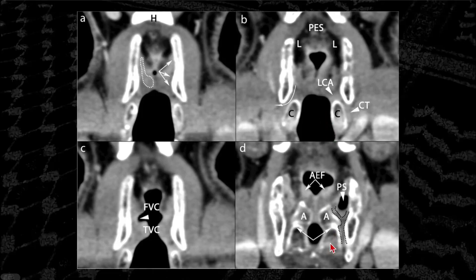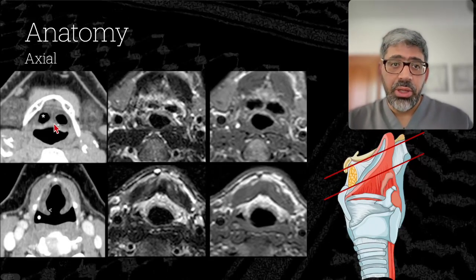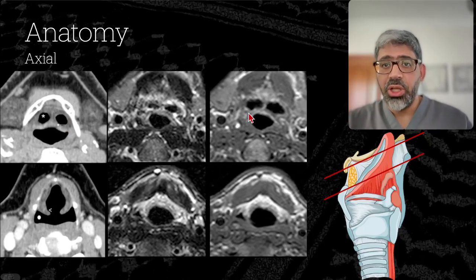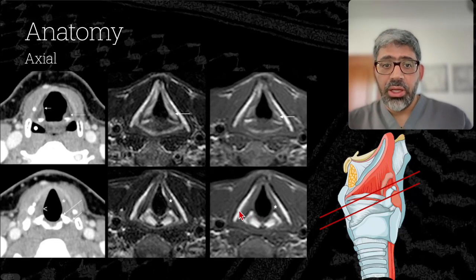This is going more posteriorly, and you can see these are part of the cricoid cartilage, and these are the arytenoid cartilages holding the true vocal cords, and these are the cricoarytenoid joints. These are different axial images in the upper larynx, and you can see CT and MR, how MR provides a little bit more soft tissue contrast. This is at the level of the glottic larynx, and you can see how the paraglottic space is predominantly composed of muscle.